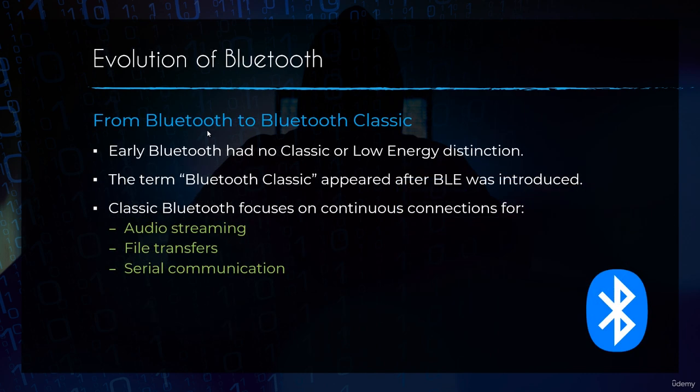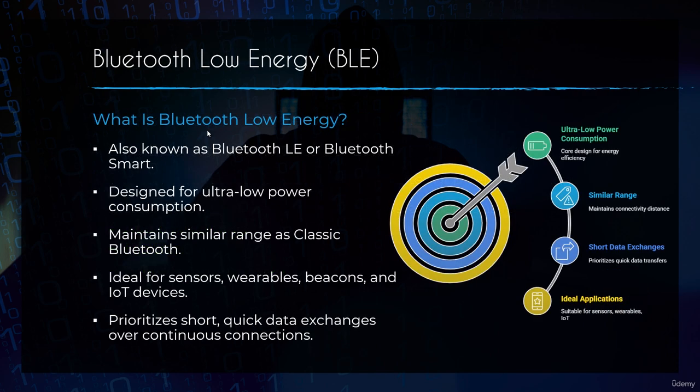When Bluetooth was first introduced, it existed as a single standard. There was no BLE or Bluetooth Classic. The terms Bluetooth Classic and Bluetooth Low Energy, which is BLE, were later introduced to differentiate between traditional Bluetooth, which is now Bluetooth Classic, and its low power version designed for modern devices, which is BLE.